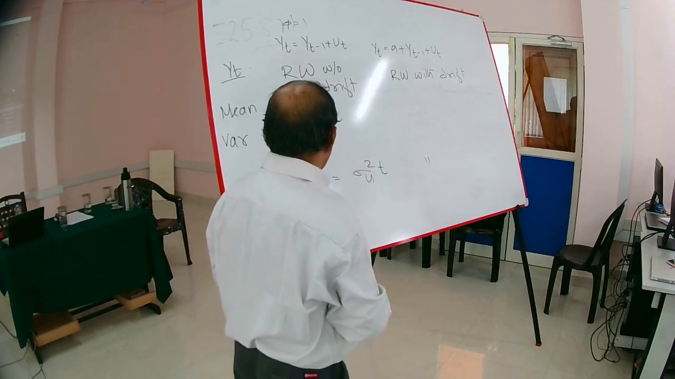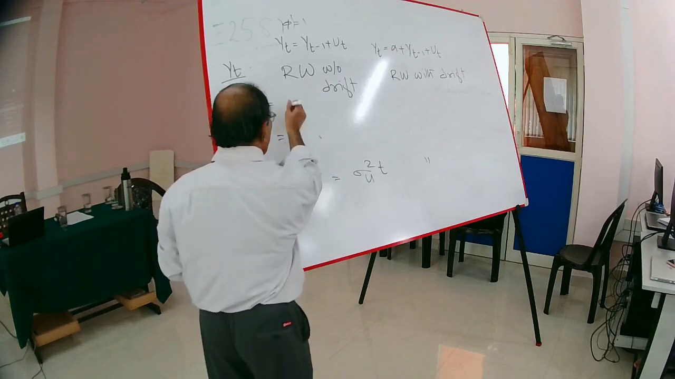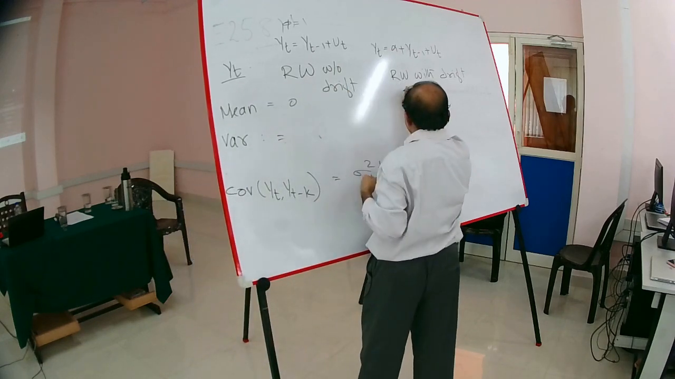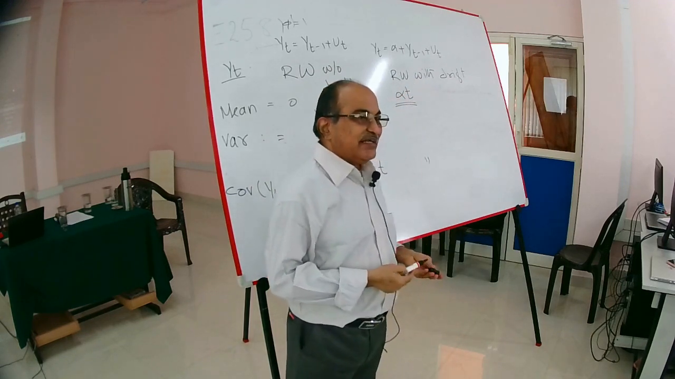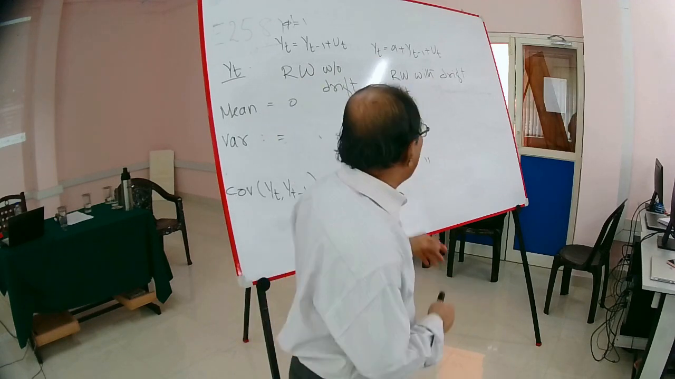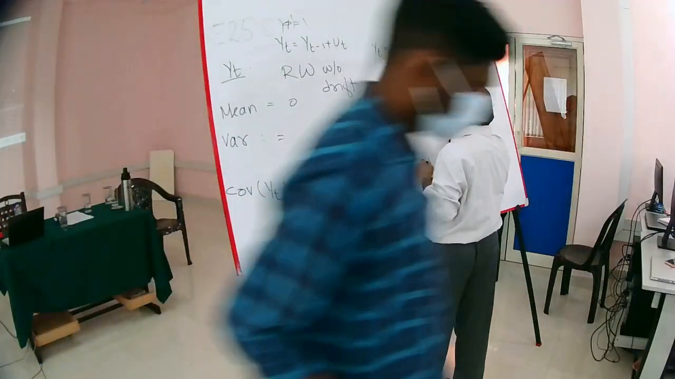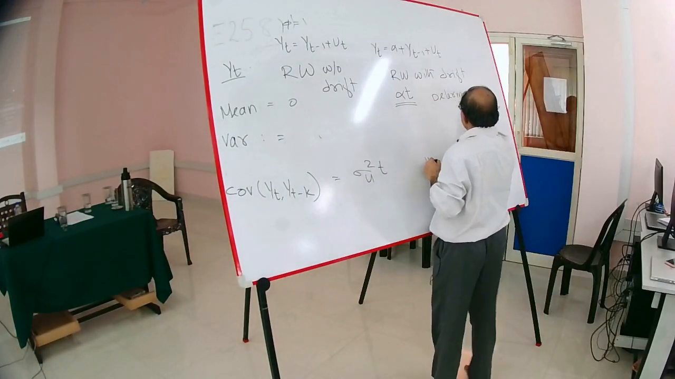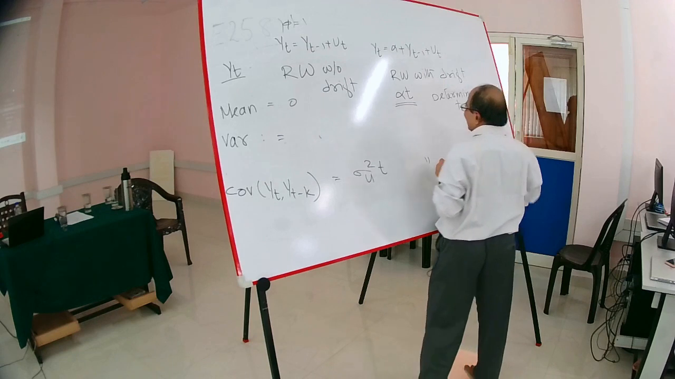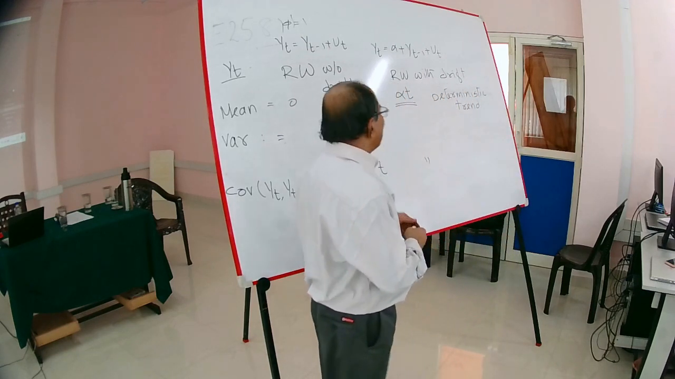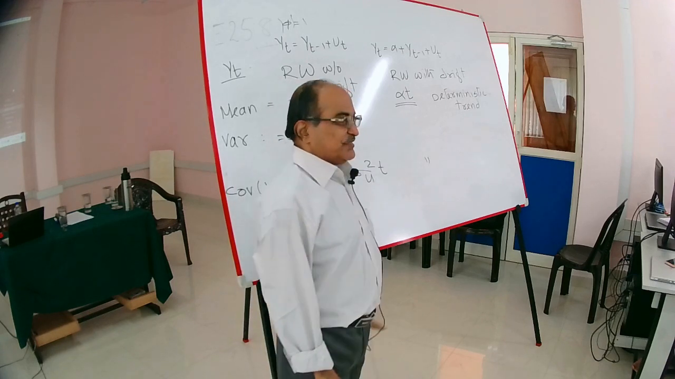What is that drift? Do you remember the mean? The mean of this process is equal to 0, and the mean of this is equal to alpha t. This alpha t is the drift term, because alpha becomes alpha t, a deterministic trend. Here there is no deterministic trend. That is why we say random walk without drift.